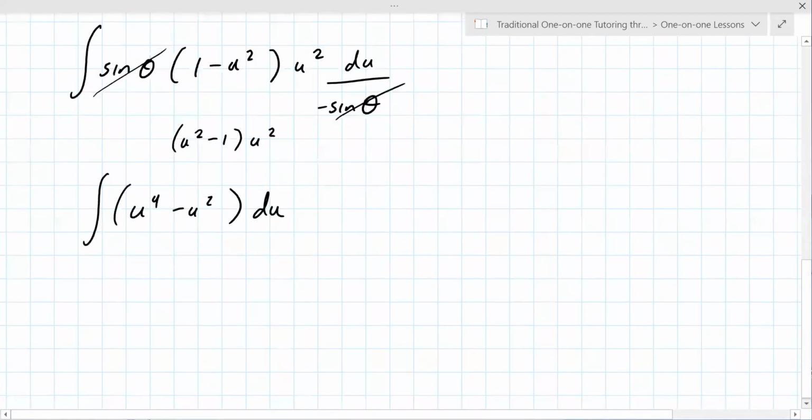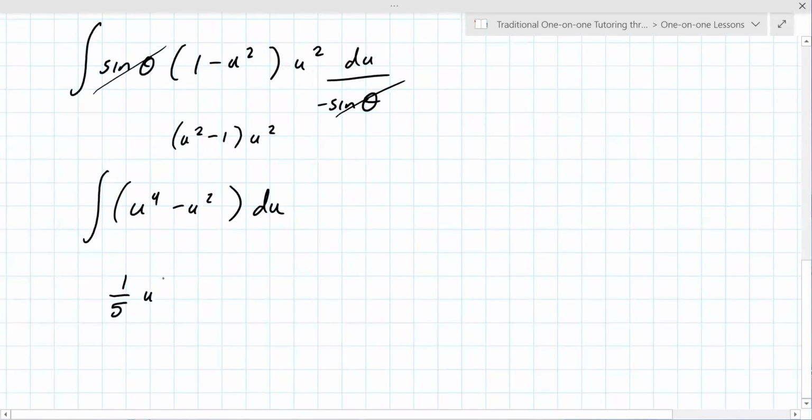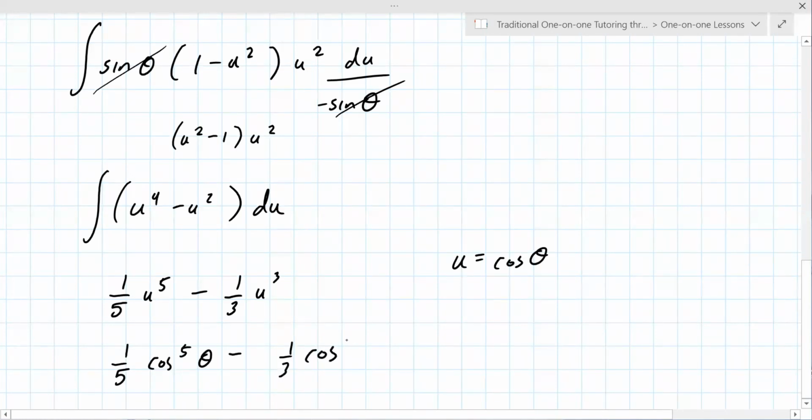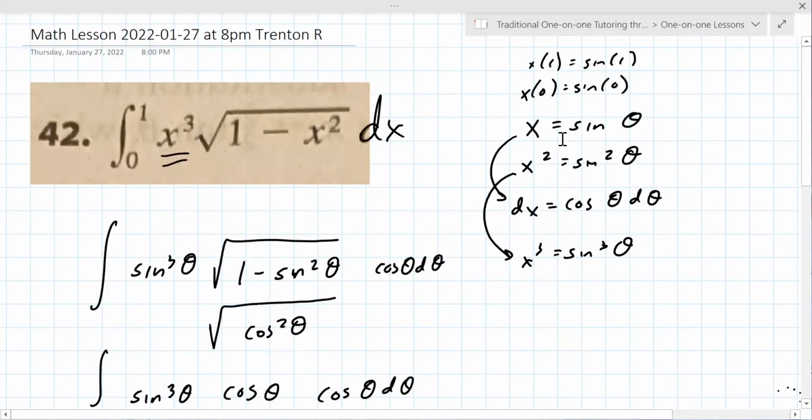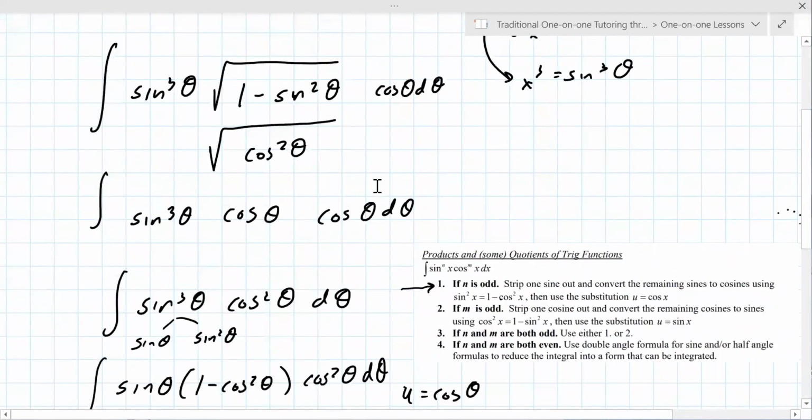Okay, and then you can finally find the antiderivative of this. It's 1/5 u to the 5th minus 1/3 u to the 3rd. And then you have to back substitute. So remember, u was cosine theta. So we have 1/5 cosine to the 5th theta minus 1/3 cosine cubed theta. But we have to substitute again because we made an original substitution all the way back here. We said that x is sine theta. So we have to work through that with the bounds.